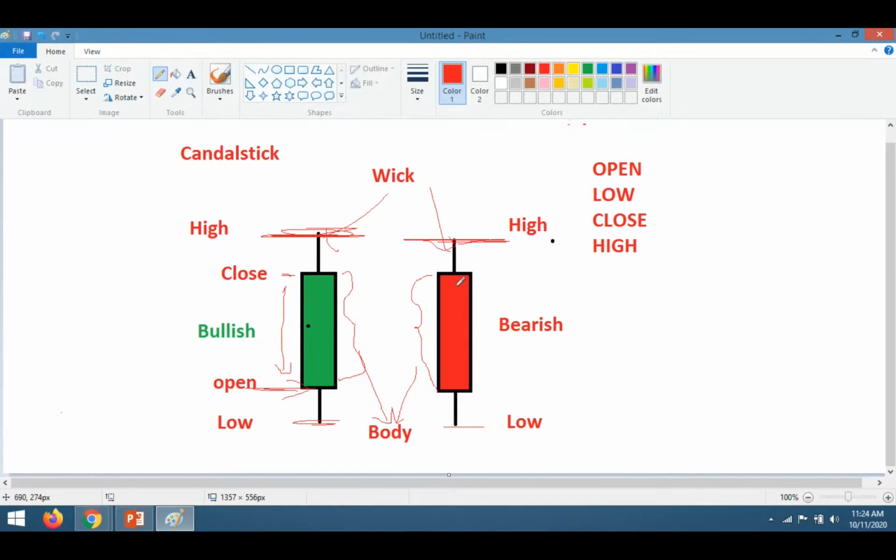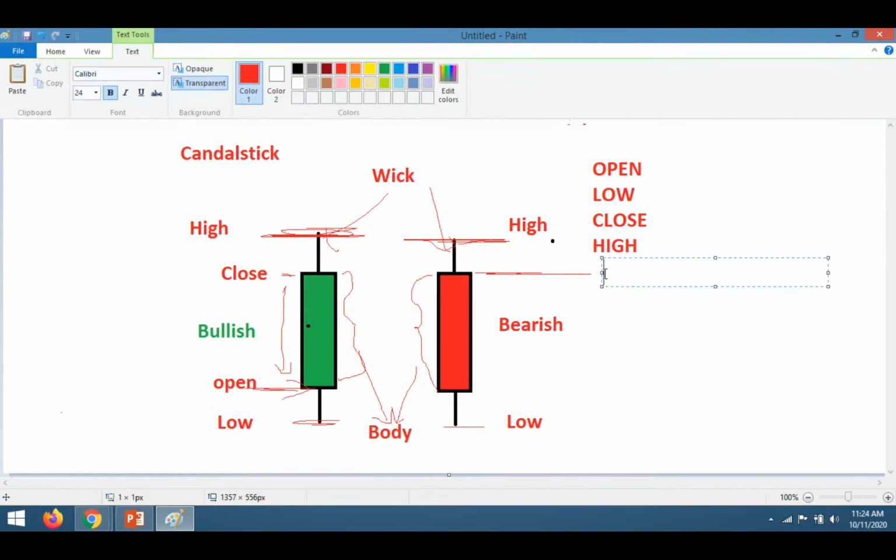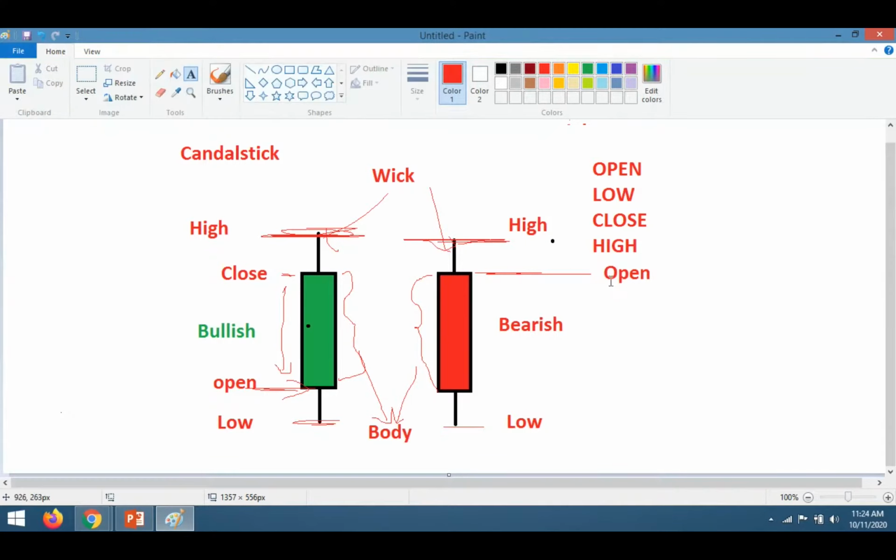Now tell me, Sushant, where is the open of this bearish candle? It's near the high. Yes, so this is the open for the bearish candle. Why is this the open? The market opens at a high price and closes at a lower price. That's why the market is going down, so it's a bearish candle. So this is the open and this is the close for the bearish candle.